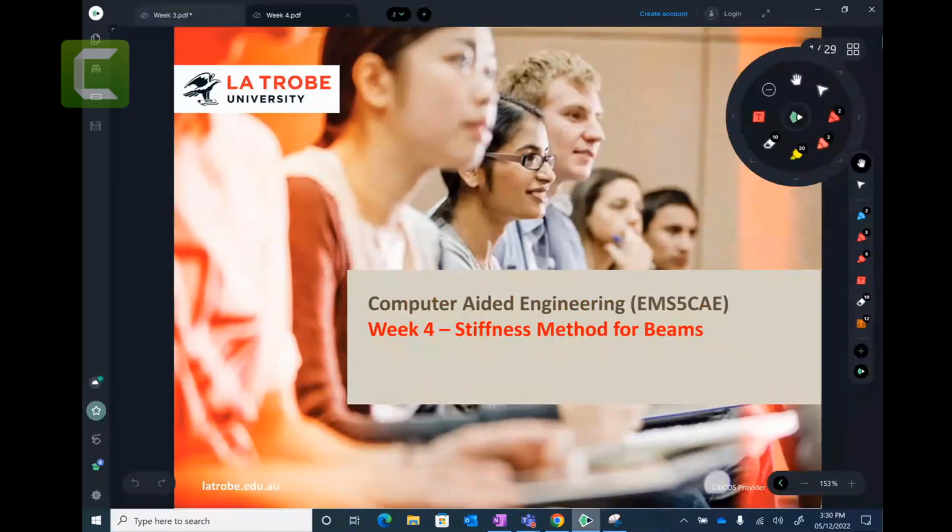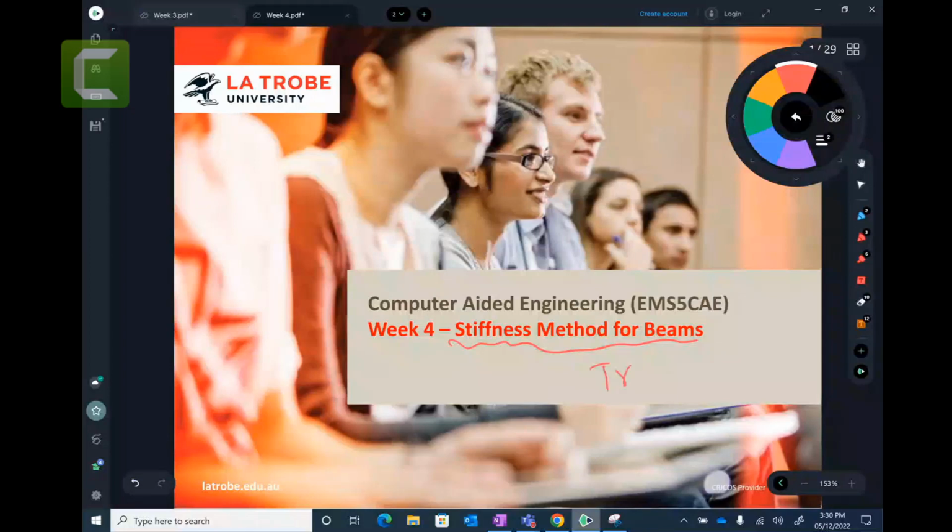Stiffness methods for the beams. I think we finished the topic on the truss, stiffness method for truss. Now students are in positions to complete question 1 on assignment 1. You can complete question 1 on assignment 1.